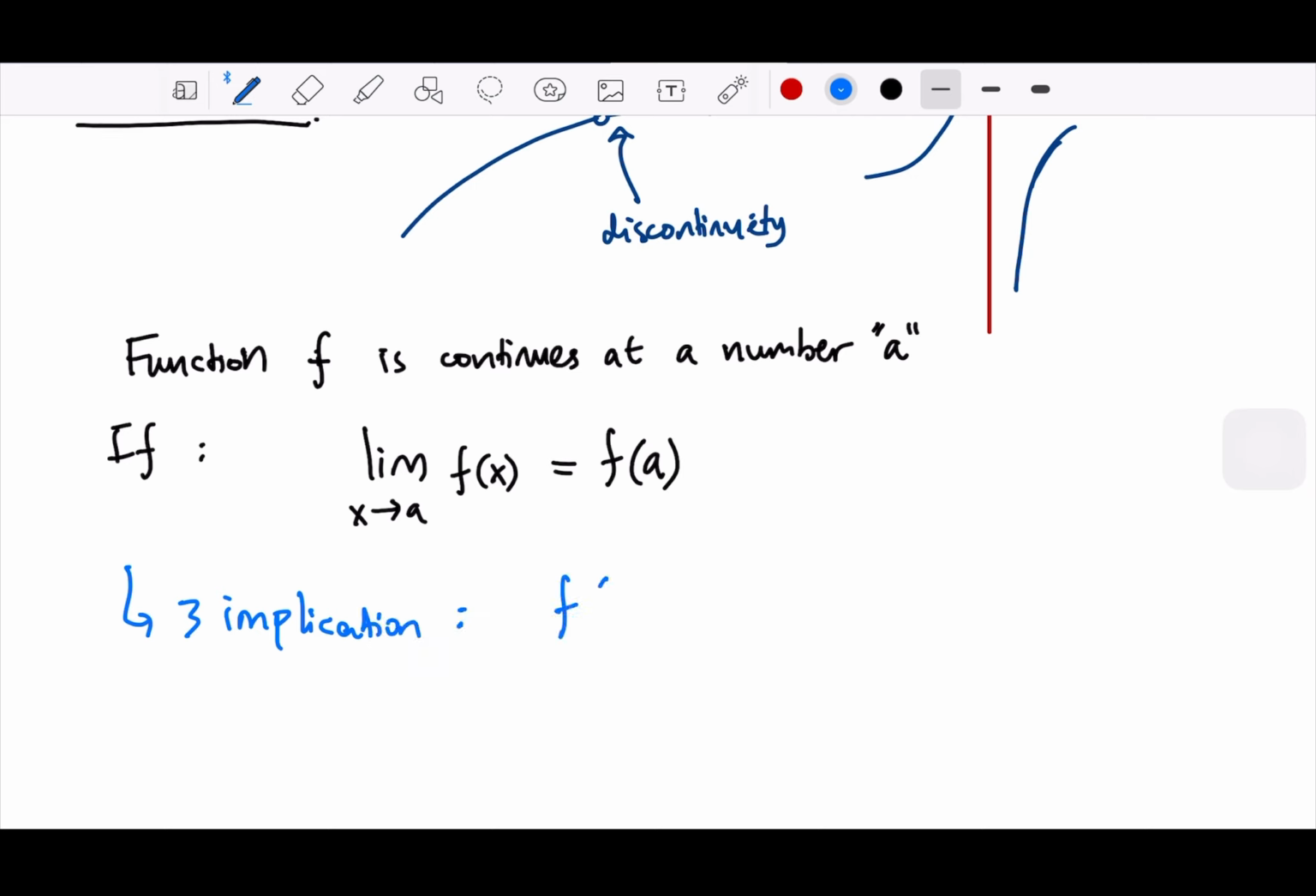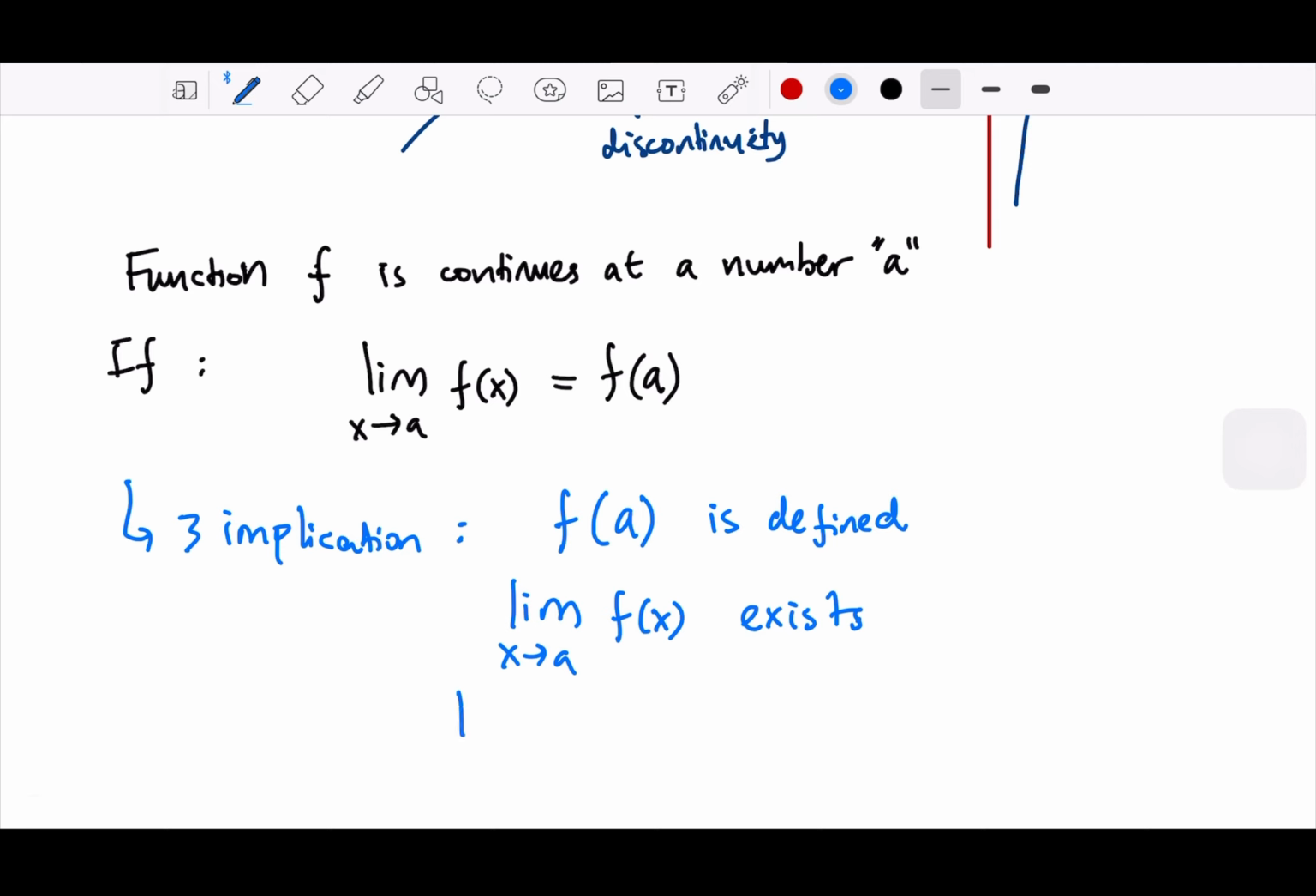The function at a should be defined. So it's defined. The limit as x approaches a of f of x, this limit exists. So by the end of the day, the limit can be equal to the function at a. Three implications, or maybe you can also say three requirements.